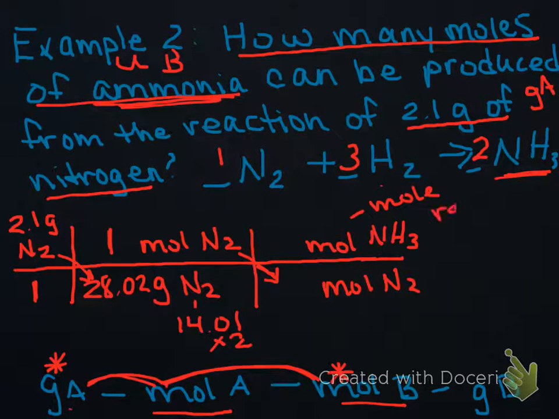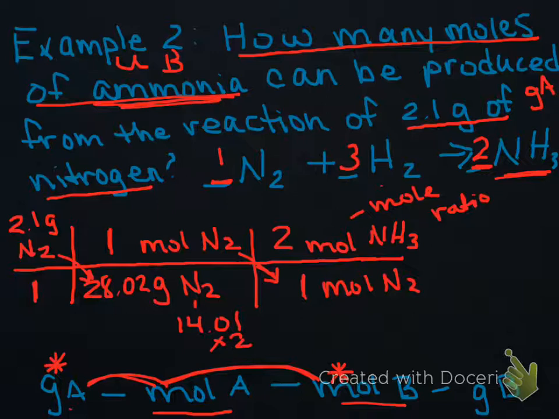Where do I get the mole ratio? You got it, from the coefficients of the balanced chemical equation. So if I want moles of NH3, I look up here, that's a 2. Moles of N2, the coefficient is 1. Now I need to plug this into my calculator and get an answer.